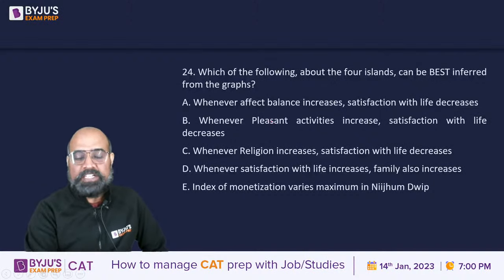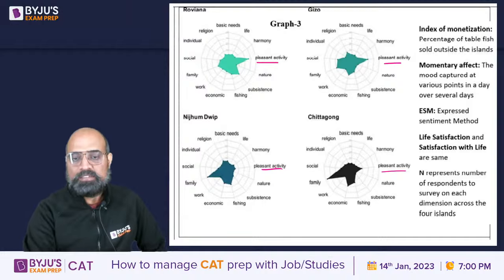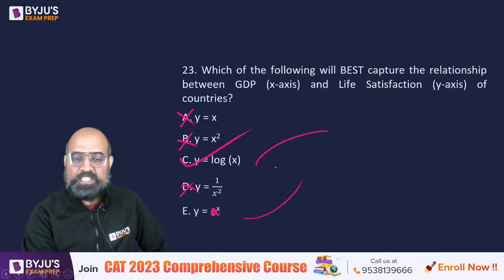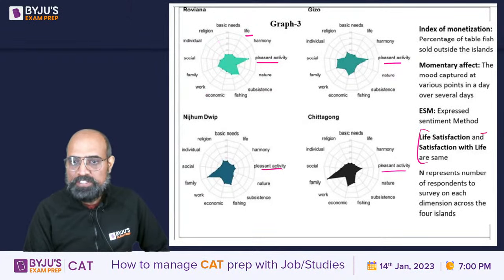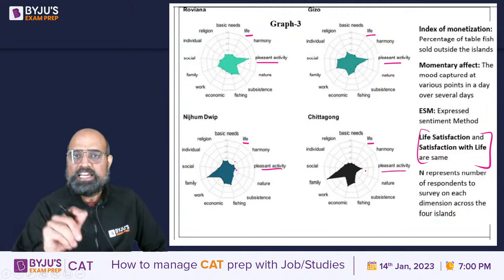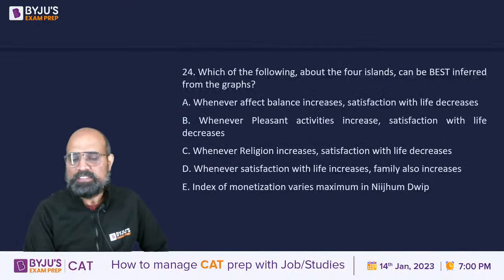Second, whenever pleasant activities increase, satisfaction with life decreases. Here it was given that life satisfaction and satisfaction with life are the same thing. Here pleasant activity has actually decreased and satisfaction with life has remained the same. Pleasant activity is over here, satisfaction with life is over here. So satisfaction with life has almost been constant with an increase or decrease of pleasant activity. So this also did not make any sense.